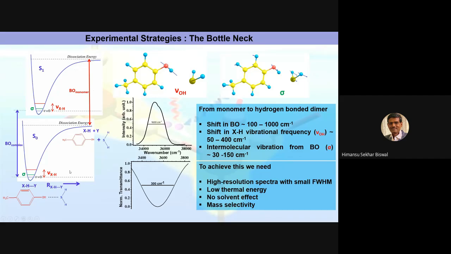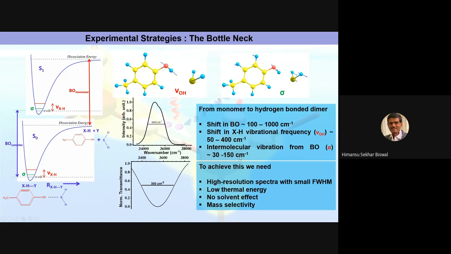What we monitor is this OH stretching frequency, where the redshift will be around 250 to 400 wave numbers, or the intermolecular vibrations. The molecules will vibrate, both of them will move. That is called the intermolecular vibration, which comes at 30 to 150 wave numbers.